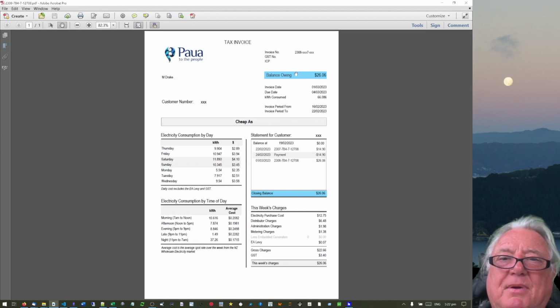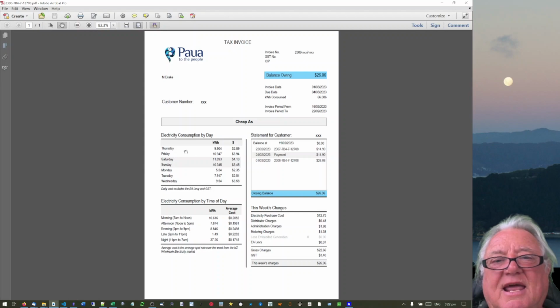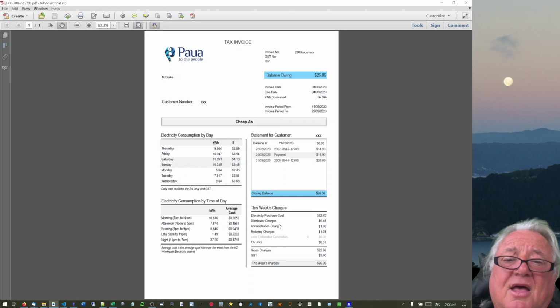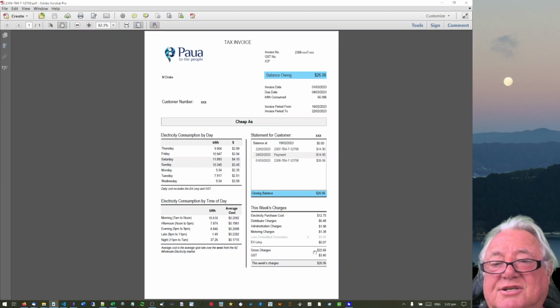So when we look at the bill, the overall bill is $26. But if you add up this column of the electricity consumption by day, it only comes to $12.75. So that's less than half of the balance owing. So what's happening else? There are some distribution charges. Now, there are 2 aspects. There's distribution, admin charges, metering, and then you get your gross charges. So your total gross is 22. So we're a little bit over 50% of our gross charges, and then we've got a GST or VAT or whatever you want to call it.